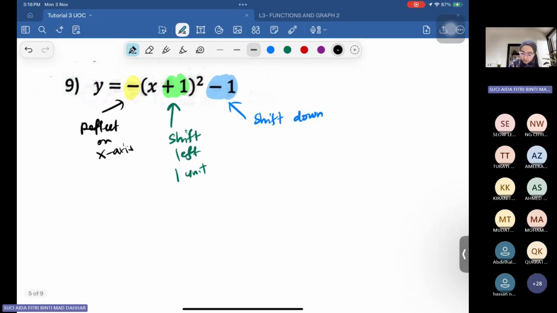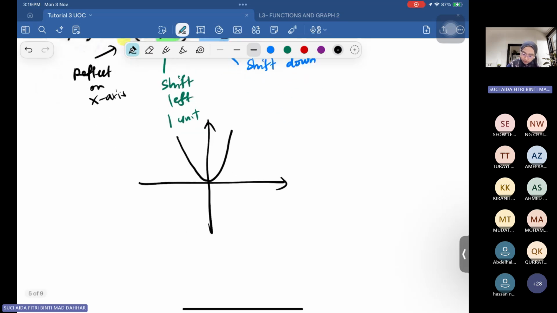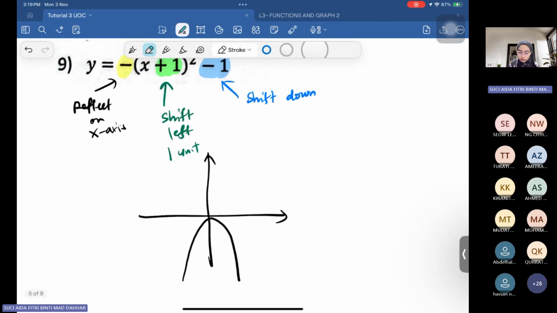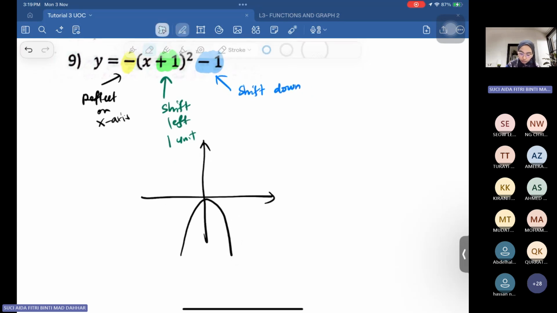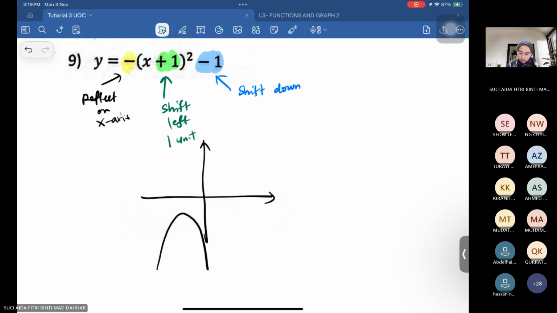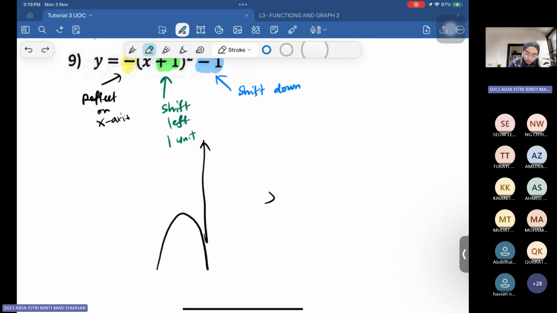Let me reflect first. The original quadratic was smiley on the vertex. Reflect on x-axis is now reflected down here, right? So this no more. And then shift to the left by 1 unit, and then shift down by 1 as well. Shift to the left. So I'm going to move this to -1 and then move down. Correct? So this vertex is now at -1, -1. Agree?